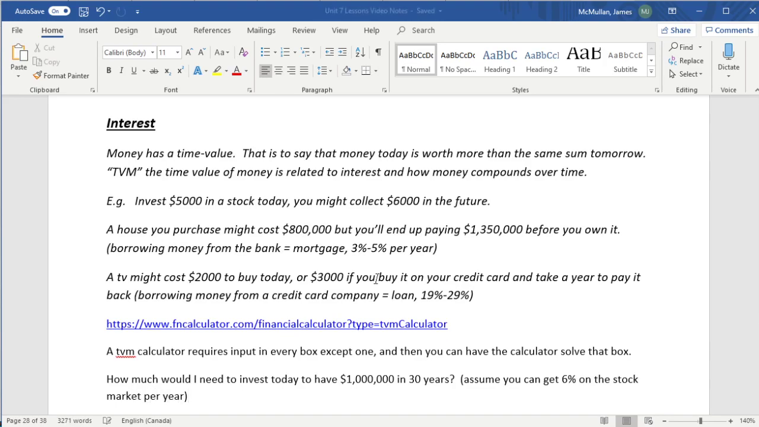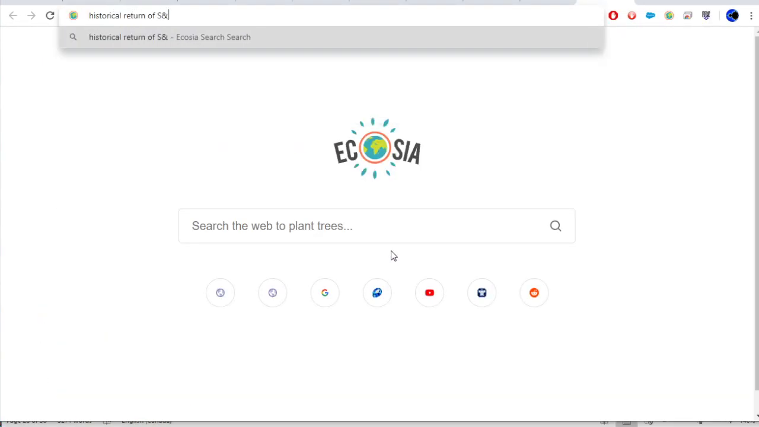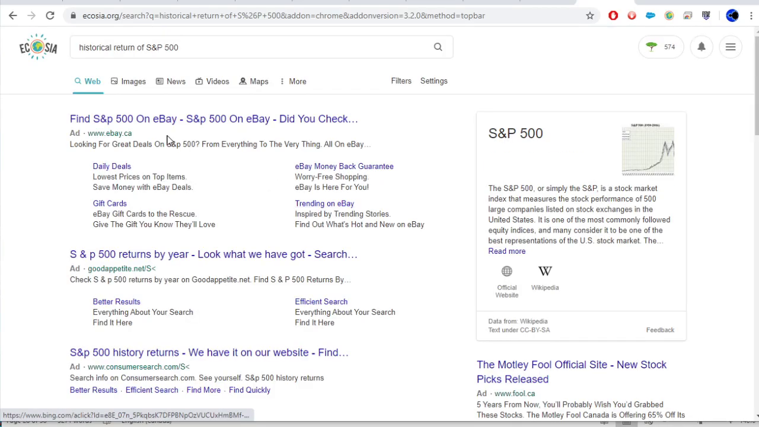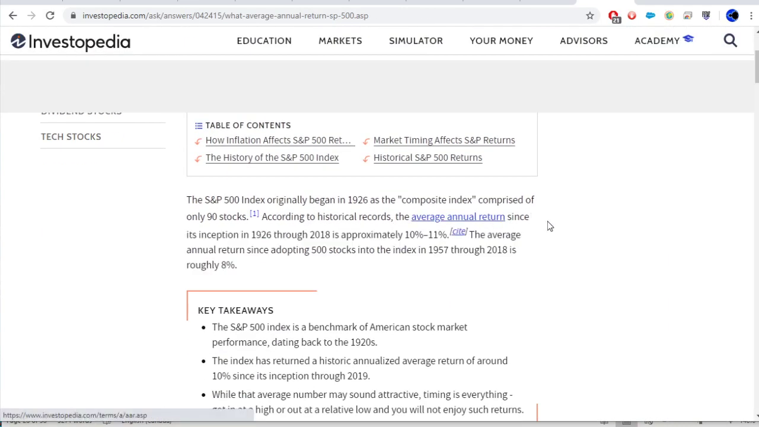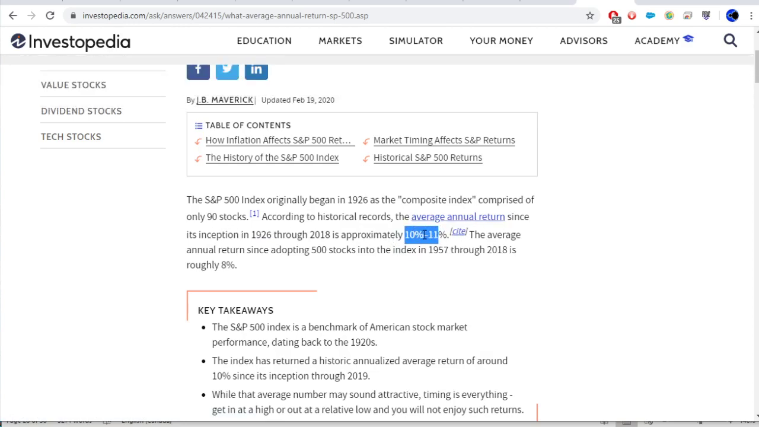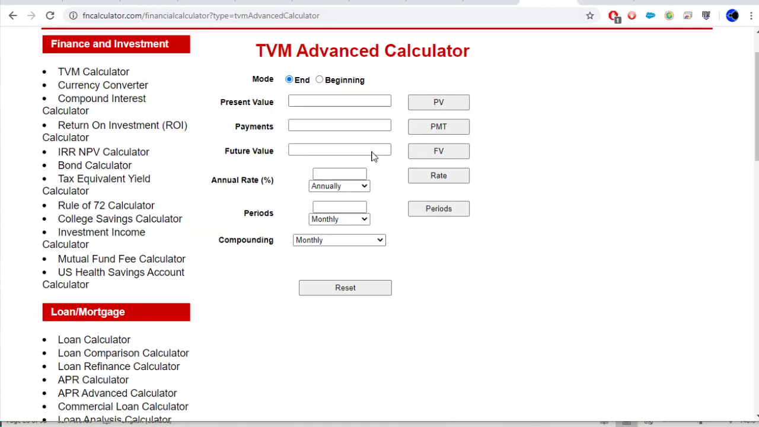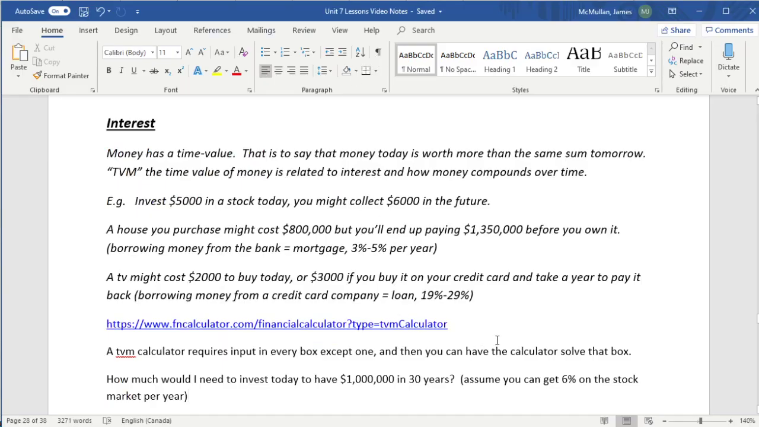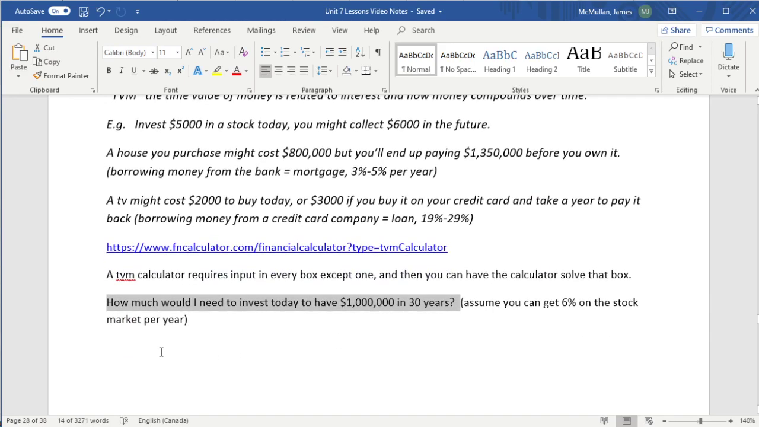Let's just quickly check the historical return of the S&P 500. What is the average annual return? Yeah, it's even higher than that. So if you just dump your money into the S&P 500 and forget about it, over the last 100 years or so, it's returned about 10%. So whatever, let's go with 6%, just to be a little more conservative. So how much money would I need to invest today to have $1 million in 30 years?